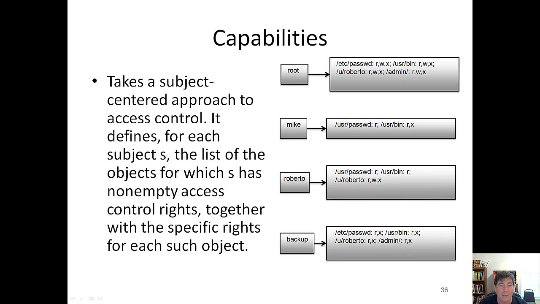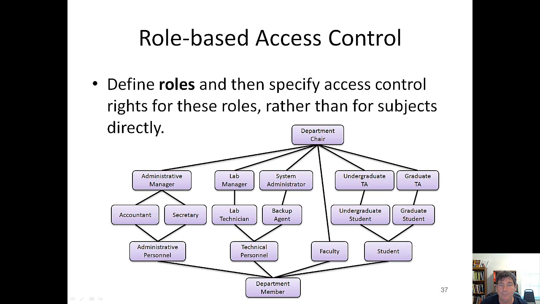Capabilities. This takes a subject-centered approach to access control. It defines, for each subject S, the list of the objects for which S has non-empty access control rights, together with the specific rights for each such object. And here again, it's the same information, just structured differently, because structuring things differently has advantages in different settings. The last thing is role-based access control. This defines roles and then specifies access control rights for these roles, rather than for subjects directly.